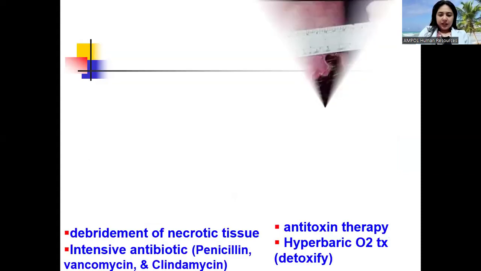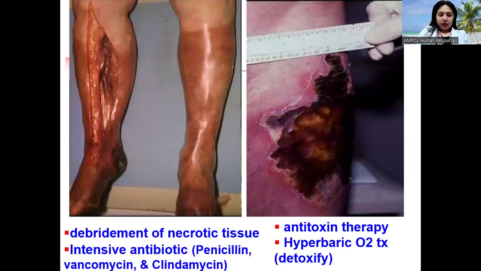Okay. So, how do we treat it? Debridement of the necrotic tissue, since it causes gas gangrene. Aside from antitoxin therapy, we can also do hyperbaric oxygen to detoxify the wounds.